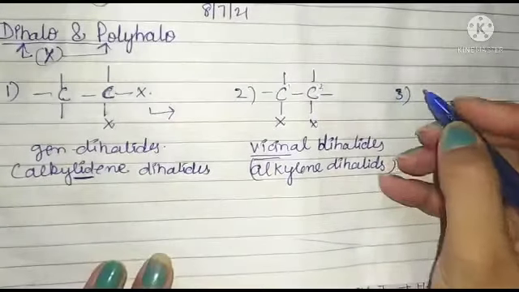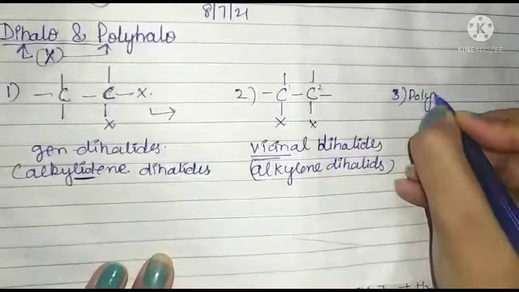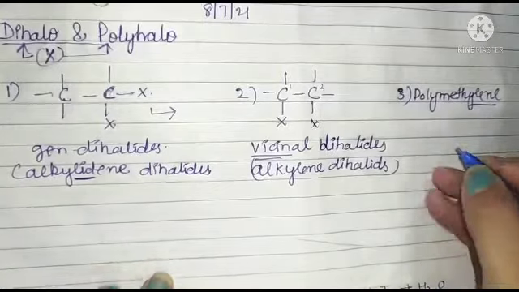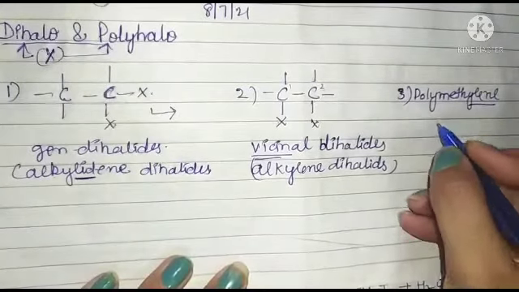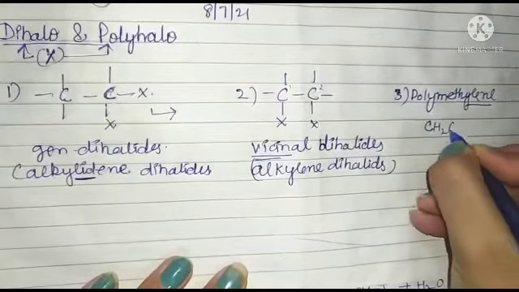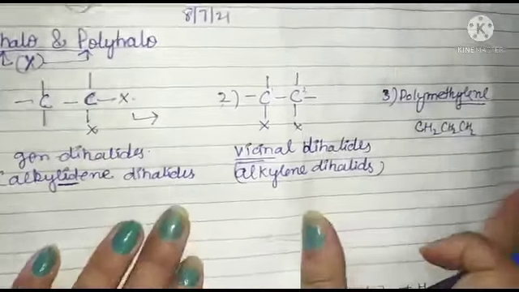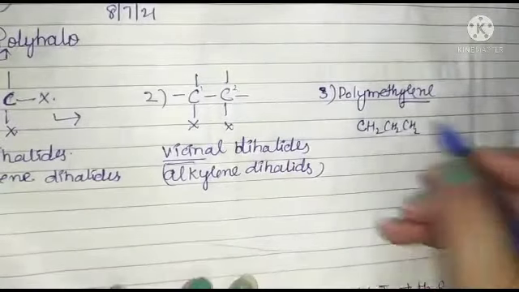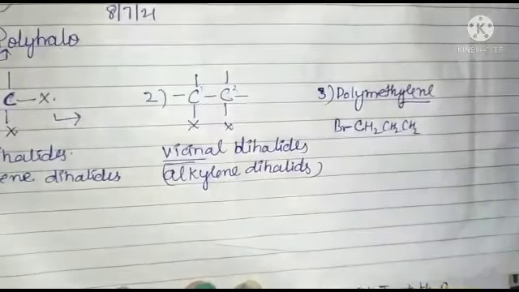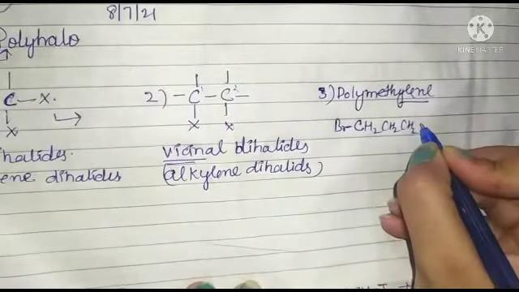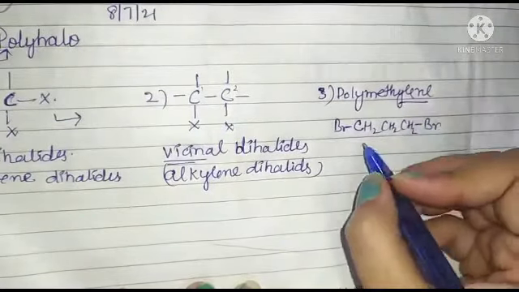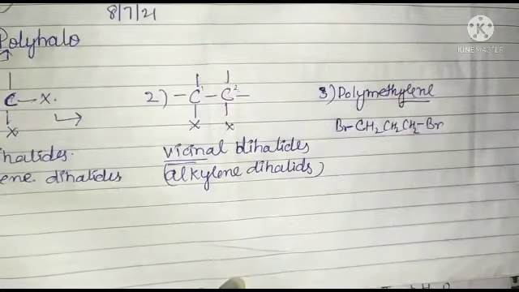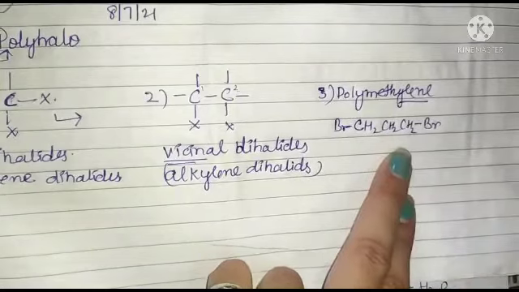So next we have the third type, which is known as polymethylene dihalide. Now what is this polymethylene dihalide? Now when we have some compound, okay, if I'm taking the compound CH2CH2CH2, so when the halogen atom is present on the terminal of the carbon atom, but as we are talking about dihalides, that means both the halogen atoms are attached to the terminals of this carbon chain. Okay, so these are known as polymethylene dihalides.